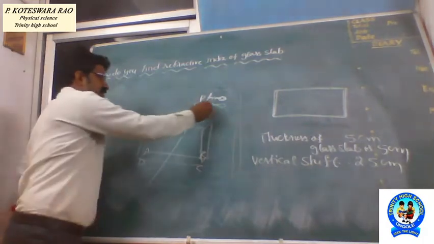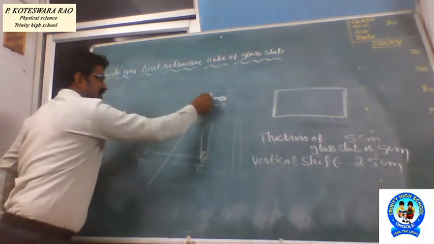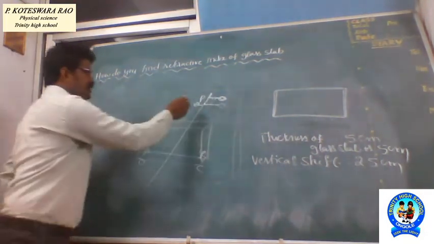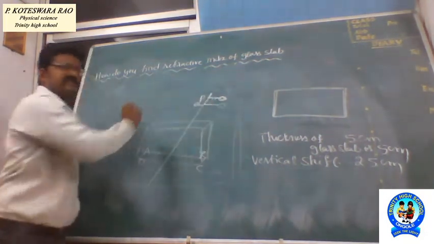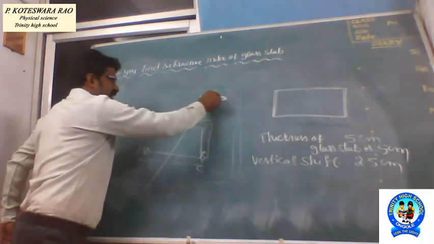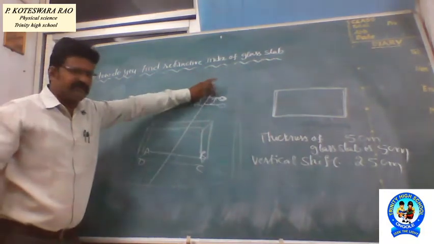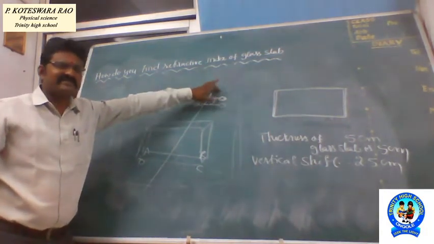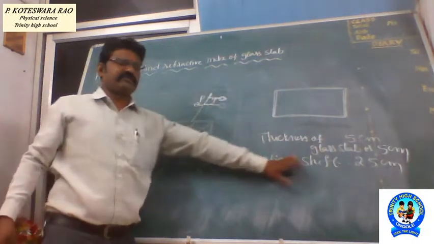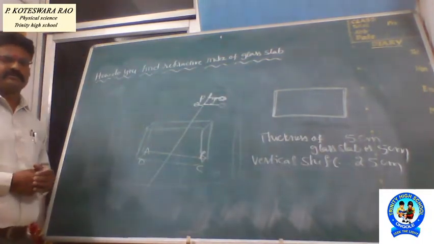Then we can place it, but we can observe it does not touch this normal line. So then what do we do? We want it to touch this normal line. Then we want to find the distance between these two. The distance between these two vertical lines is called the vertical shift. Consider that the vertical shift is 2.5 centimeters.